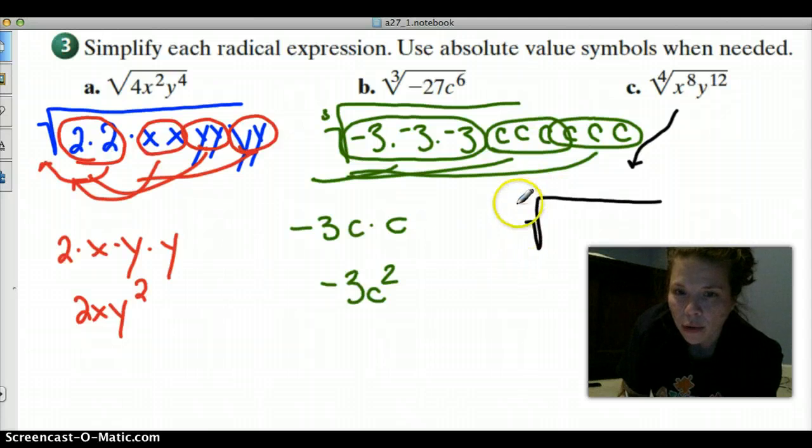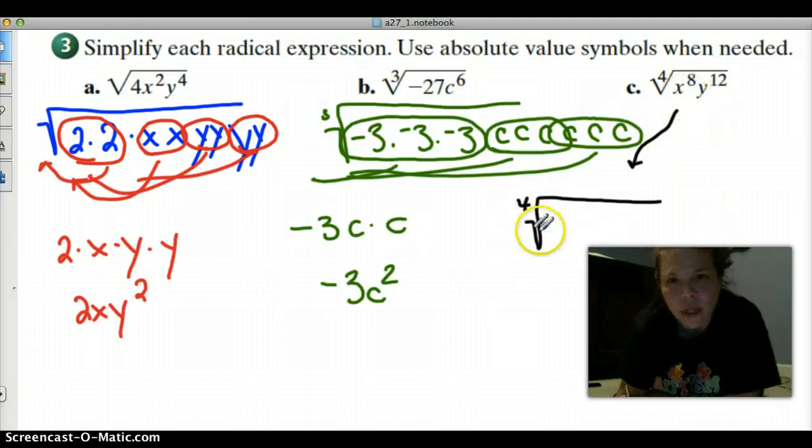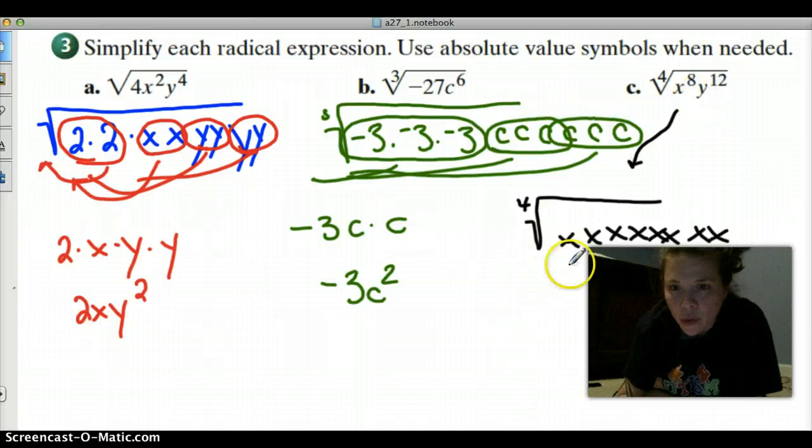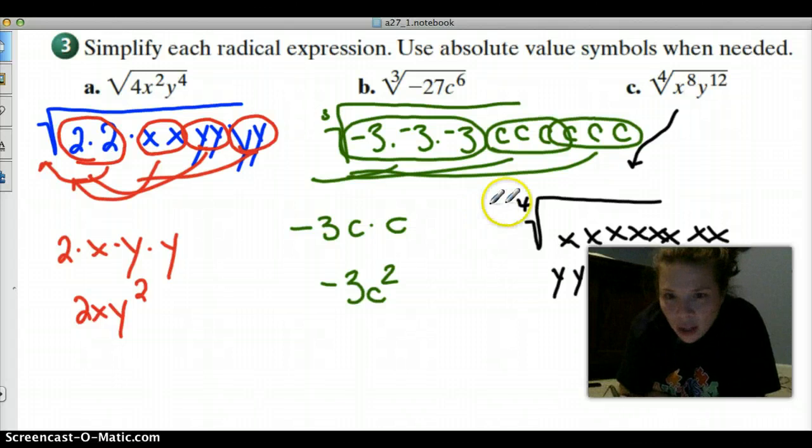So we have the 4th root. Let's go ahead and expand it out. 1, 2, 3, 4, 5, 6, 7, 8. And then there's 12 y's. So 1, 2, 3, 4, 5, 6, 7, 8, 9, 10, 11, 12. Wow. All right, now let's go ahead and group these up.